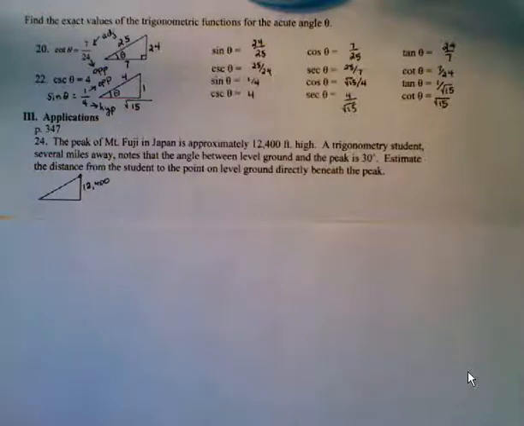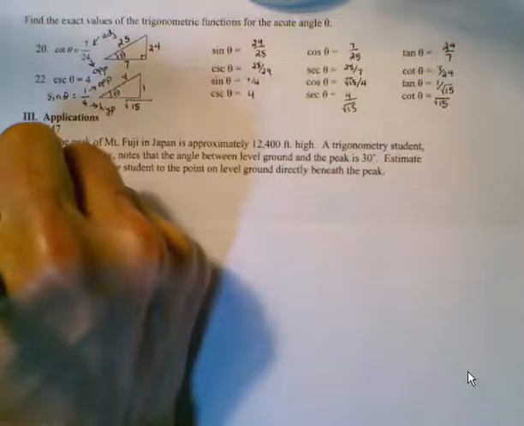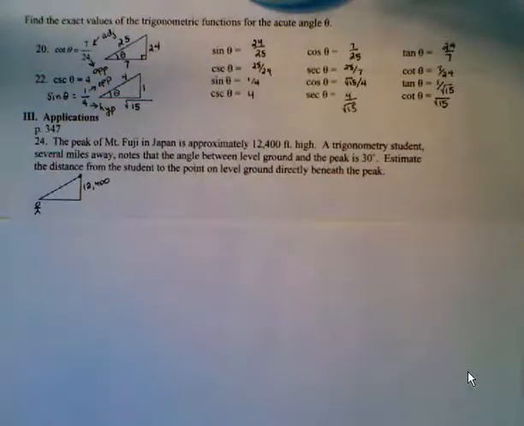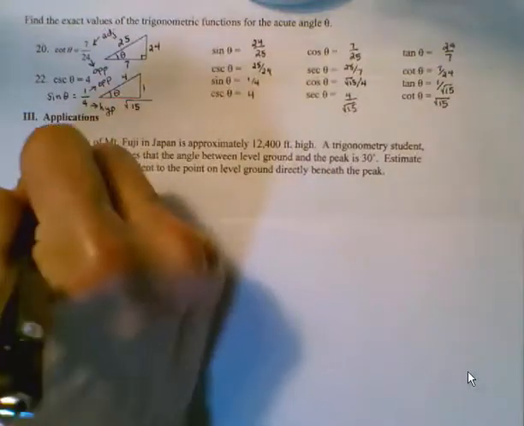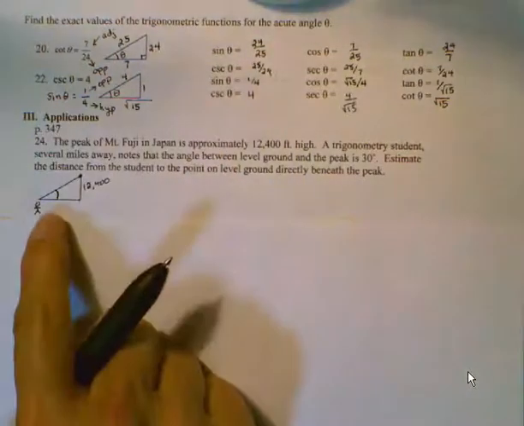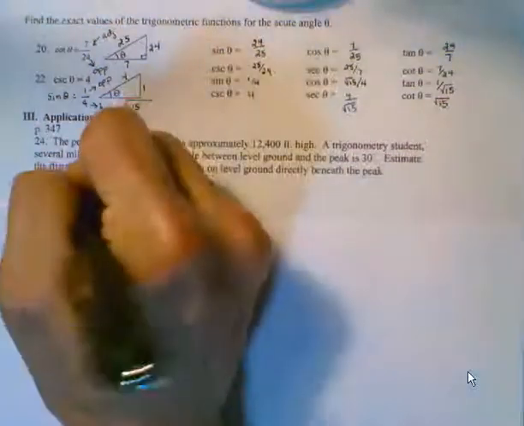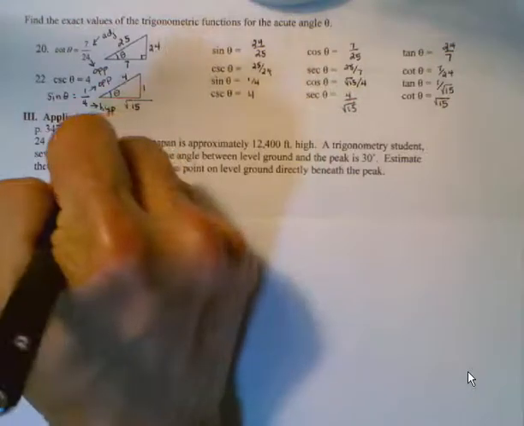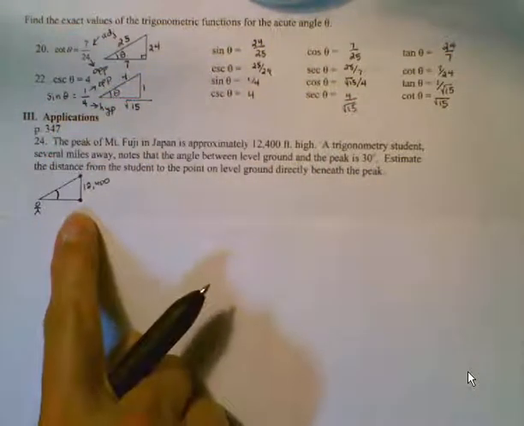A trigonometry student several miles away, maybe this is where my trigonometry student is standing, notes that the angle between level ground and the peak is 30 degrees. So here's my level ground, and here's the angle between level ground and the peak. It wouldn't be up here because that doesn't include level ground. It would be here. Estimate the distance from the student to the point on level ground directly beneath the peak.